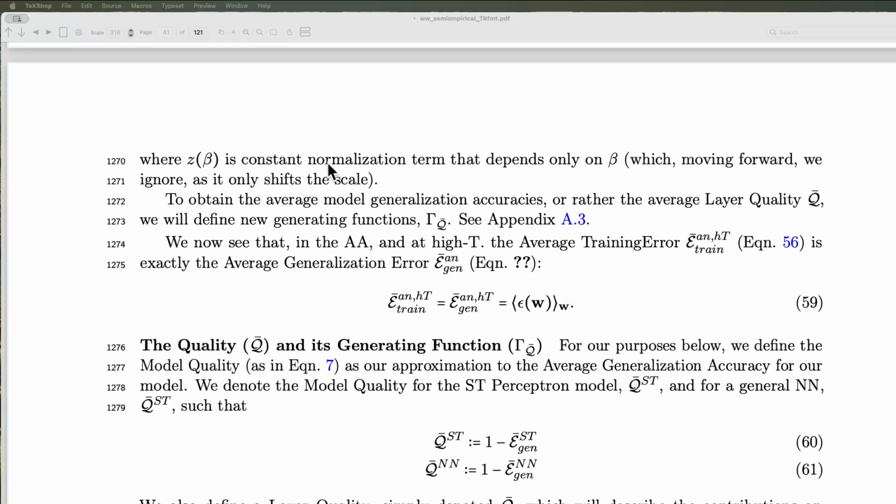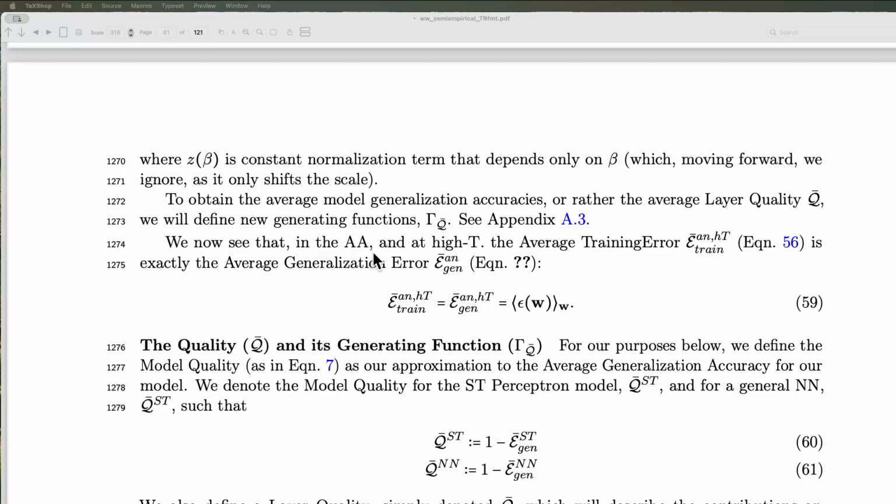Where Z_B is a constant normalization term that depends on lambda and beta. To obtain the average model generalization accuracies or the layer quality, so 1272. These two sentences need to be flipped.